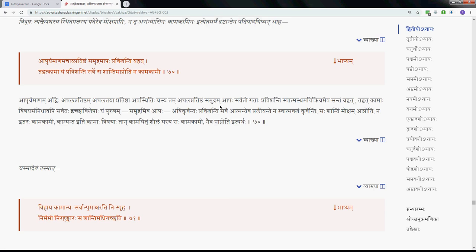Gaudapadacharya says there that this kashayas also one should not get carried away by, and remain alert and not fall asleep. It's a very difficult balance. And then only this shanti mapnoti. Otherwise, one becomes kamakami.